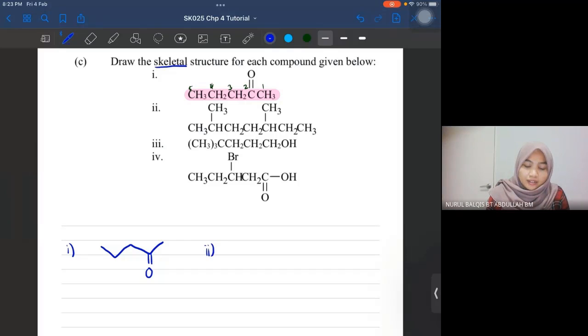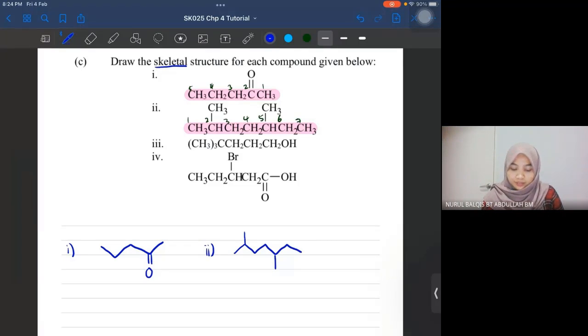Okay, the second structure. How many carbons form the longest chain? 7. 1, 2, 3, 4, 5, 6, 7. So we have heptane as the longest chain. Let's say we have the numbering starting from here: 1, 2, 3, 4, 5, 6 and 7. On the second and fifth carbon, how many branches do you have? One branch each. So on the second carbon we have one carbon attached to it. 3, 4, 5 below here.